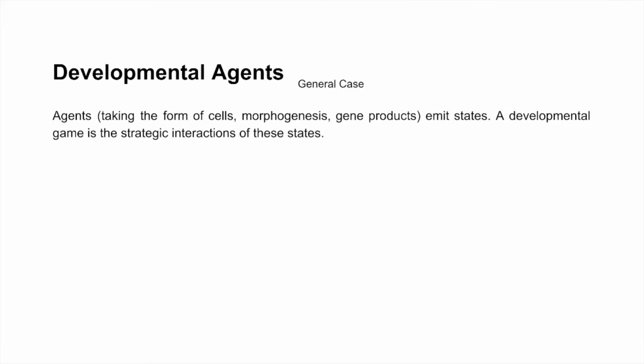So to get a better handle on what we're talking about when we talk about developmental game theory, we want to talk about agents. And we're going to talk about some definitions of agents. So the general case is something we call developmental agents. And so these developmental agents take the form of cells, morphogenesis, or gene products. And you can imagine that cells come in many different types, morphogenesis comes in many different states, and of course gene products come in many different states as well.